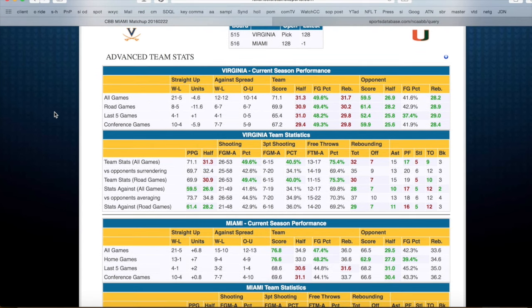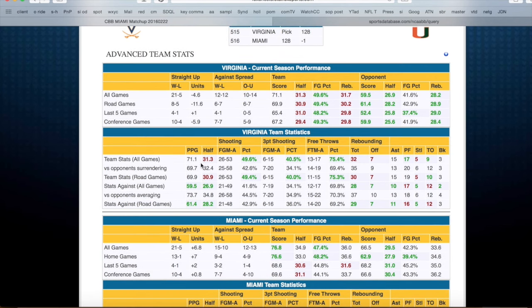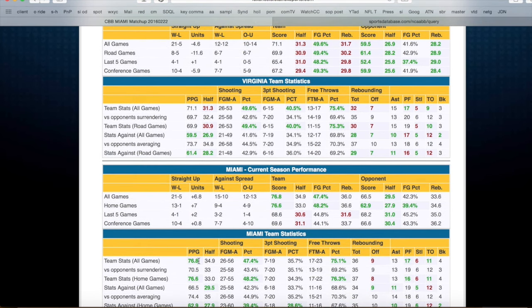But still, what I like most about Fox Sheets is when you get these statistics, it is relative to what their opponents normally allow. So rather than just saying this team averages 71.1 points per game and this team averages 75.5, we compare it to what their opponents normally allow. And that's kind of like a power rating based on each individual statistical category.